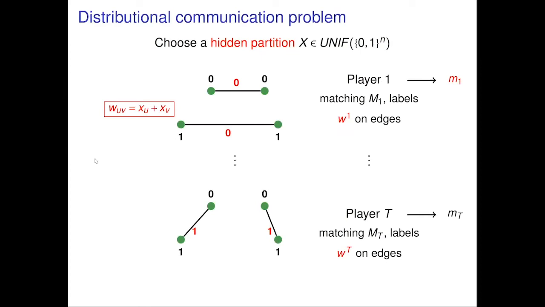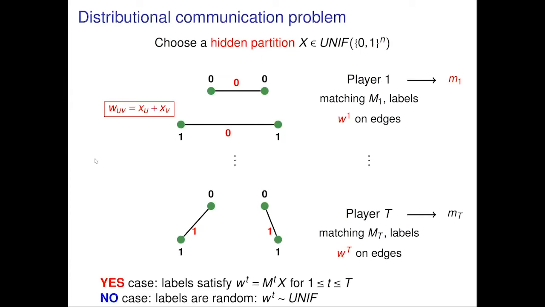Good. So let me just say a few words about how this proof goes, and then move on to other questions. Let me remind you that we're looking at the following distributional version of the problem. There's a hidden bipartition X, which is uniformly random, and capital T Bobs, each of which receive a random matching with corresponding labels. In the yes case, the labels are consistent with the random bipartition. In the no case, they are just random.